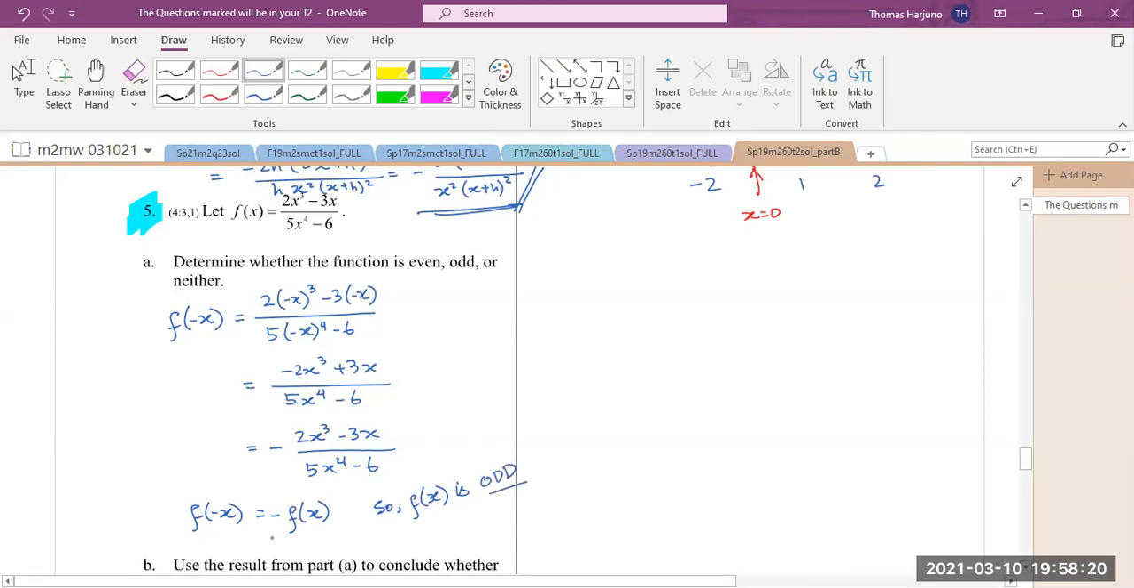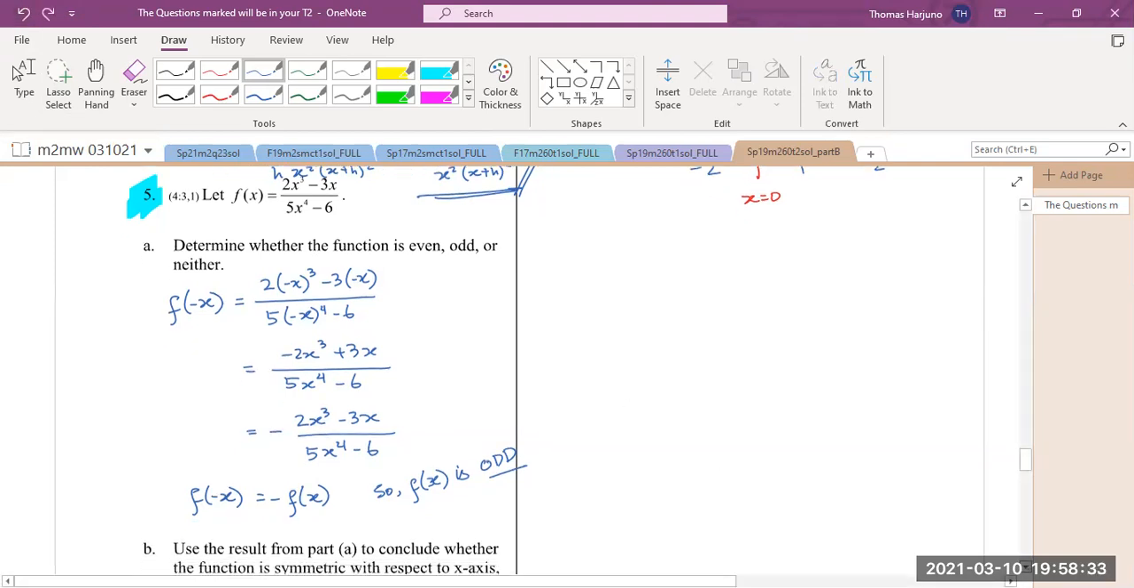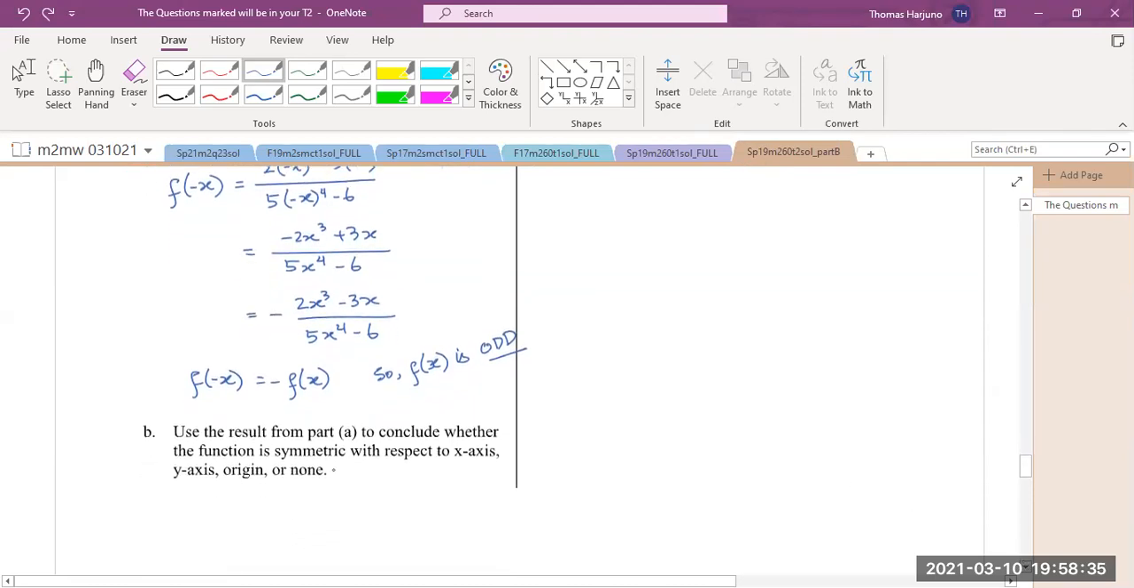If that equals f of x only, instead of negative f of x, if it is f of negative x equals f of x only, then that would be an even function. But with that opposite of f of x, it makes it an odd function. If it is an odd function, then the graph has origin symmetry.